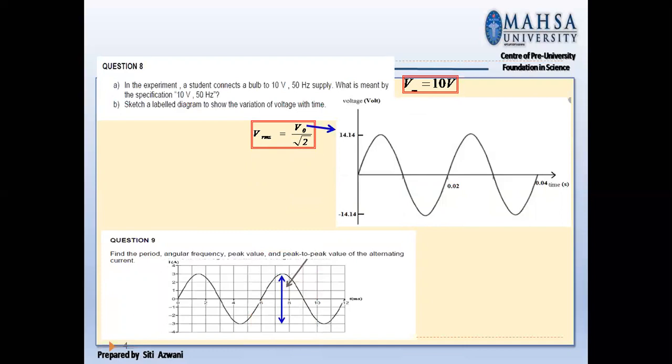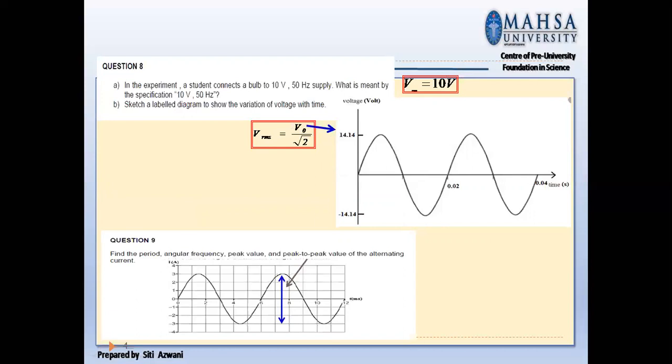The 10 volt is equal to the VRMS here. So substitute the 10 volt here for the VRMS and then solve for the peak voltage. You got 14.14. And label on your graph, the sine graph for your voltage. And then don't forget to label the one complete cycle here.